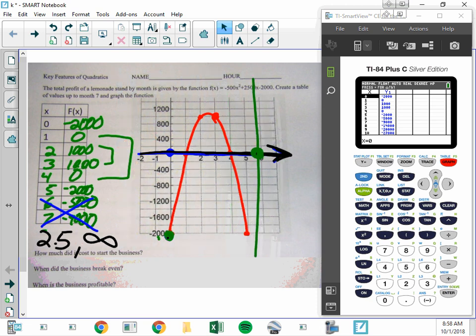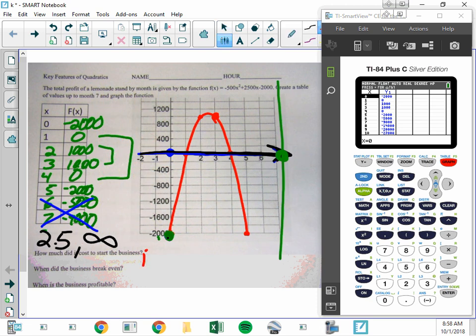Are there any places where this line does not hit the graph? Yeah, it doesn't hit over here. There's nothing over here. And then there's also nothing over here because I stopped at 5. So the domain is going to be 0 to 5.